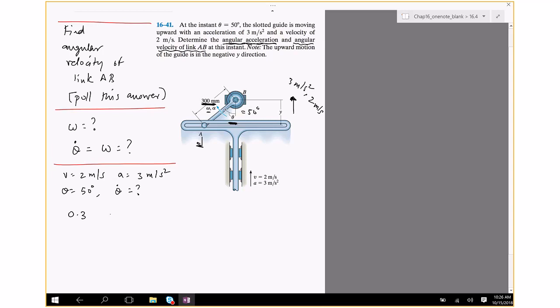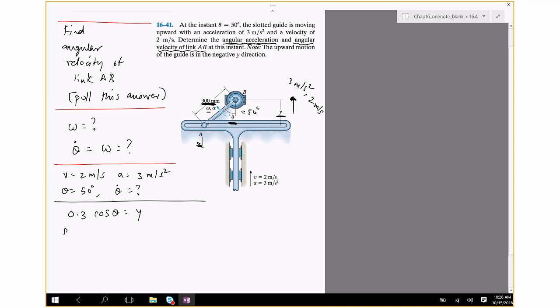Point 3. I also see that there's a y here, and when I take the derivative of y, it's y dot, and y dot is related to the velocity of the connecting dot. So I'll try to find a relation from 300, theta, and y. So 0.3 cosine of theta is y.